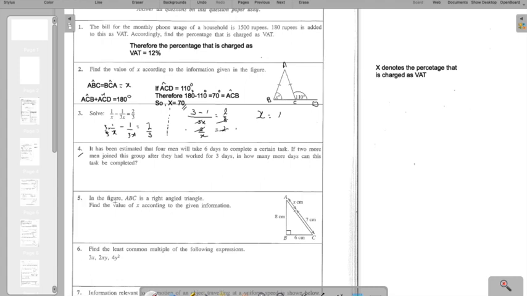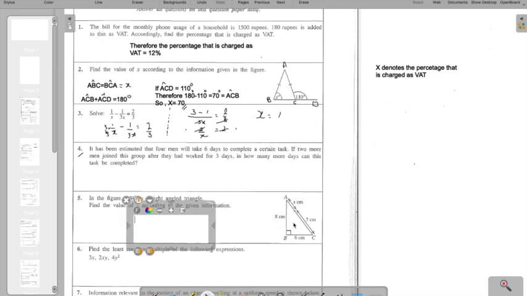Moving on to question 5. In the figure, ABC is a right angle triangle. Find the value of x according to the given information. So they have given a right angle triangle here. I spoiled the question. Okay, so just try it. You can pause the video and try it.